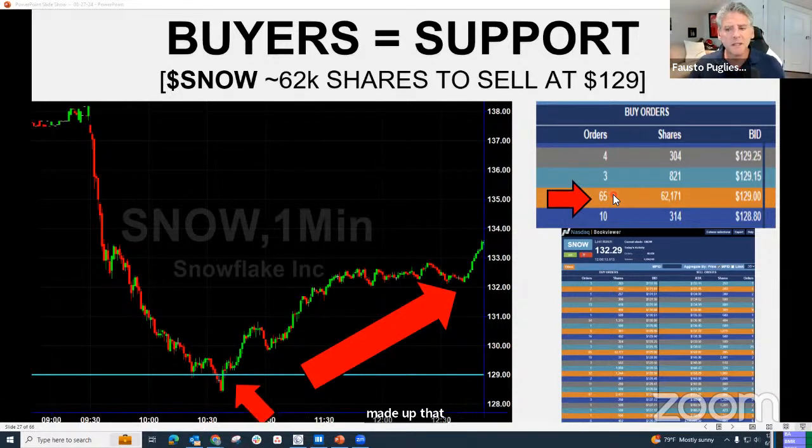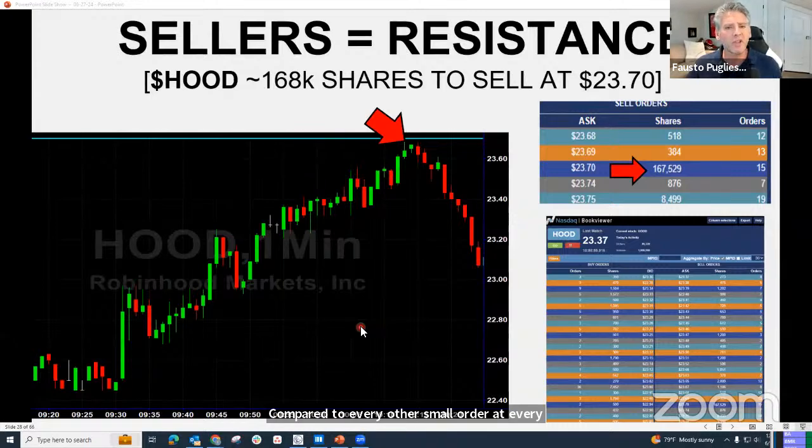Now, think about it. Would 300 shares be a support level? It could. Could 1,000 shares be a support level? It could, more than probably you would trade. But when I see 65 orders out there and there's 62,000, that's a pretty big, tall number compared to every other small order at every other price. Same thing goes for resistance levels. Resistance levels are made by sellers.